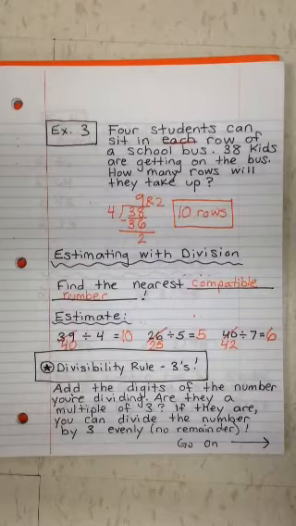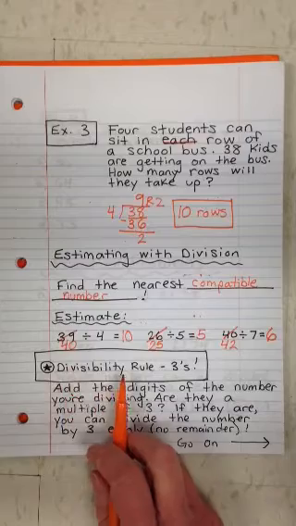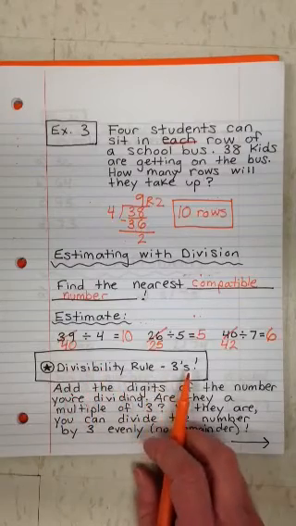Now some of these numbers you're able to pick out right away because you're very, very good at those one-digit multiplication facts. But when the numbers get bigger, it helps to know some divisibility rules. This one is really cool. This is the divisibility rule for 3s.